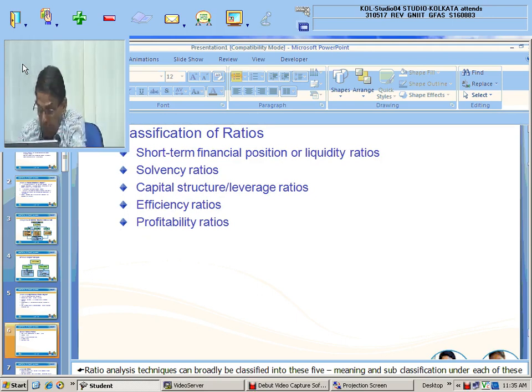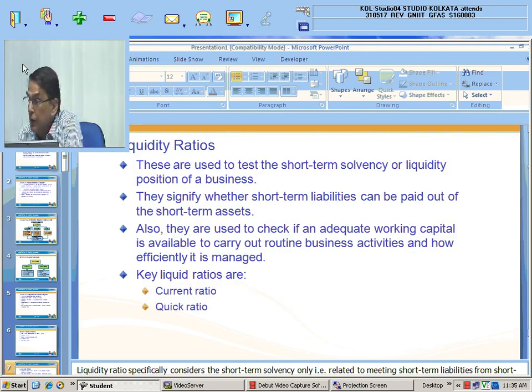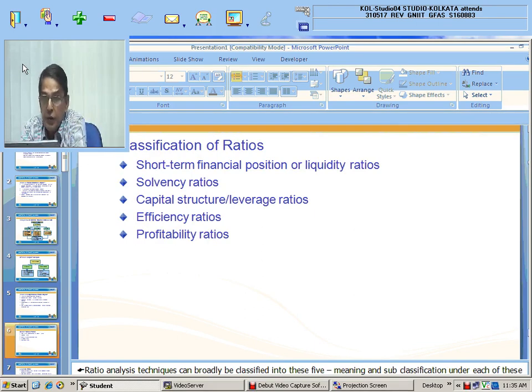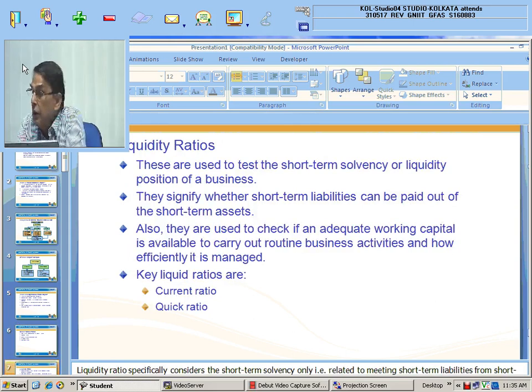So liquidity ratio, short-term, basically we are talking about the first one, which is short-term financial position or liquidity ratios. These ratios are used to test the short-term solvency or liquidity position of a business. Short-term solvency means whether the business has enough liquid assets to pay its maturing obligations. This signifies whether the short-term liabilities, which will get converted into cash or cash equivalents, can be paid out.